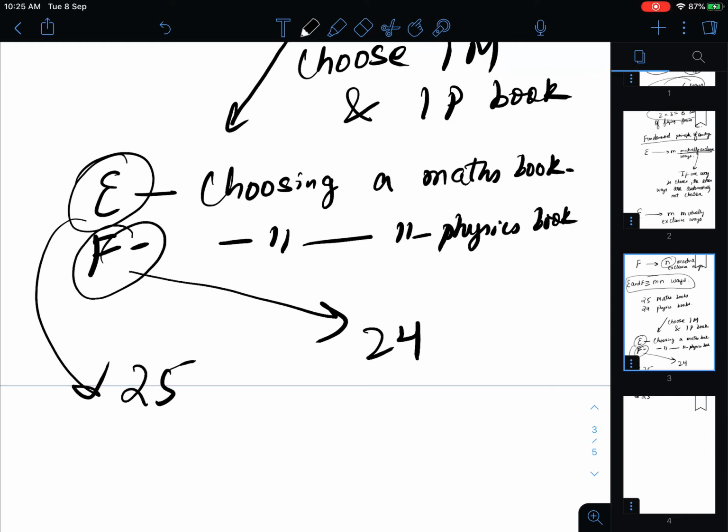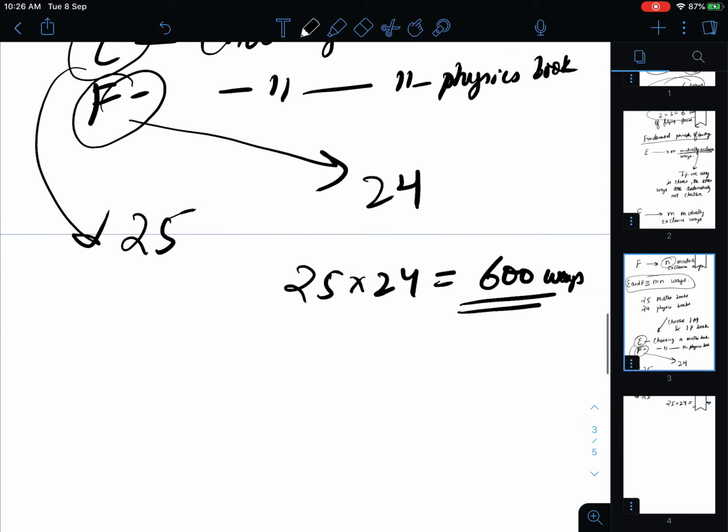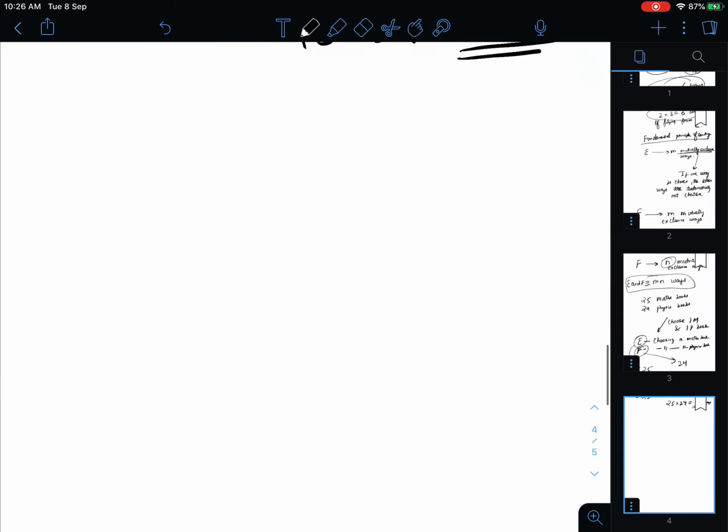Okay, so far so good. Now, what physics books we choose is independent of what maths book we choose, and vice versa. So events E and F in this way are independent. Thus, the fundamental counting principle applies, and the two books can together be chosen in 25 times 24 equal to 600 ways. Okay, let's continue with some more examples.